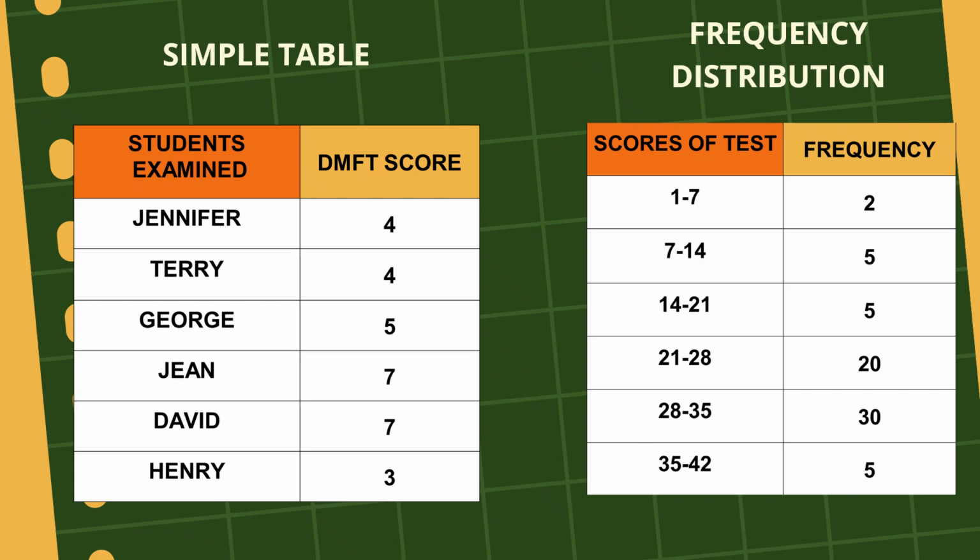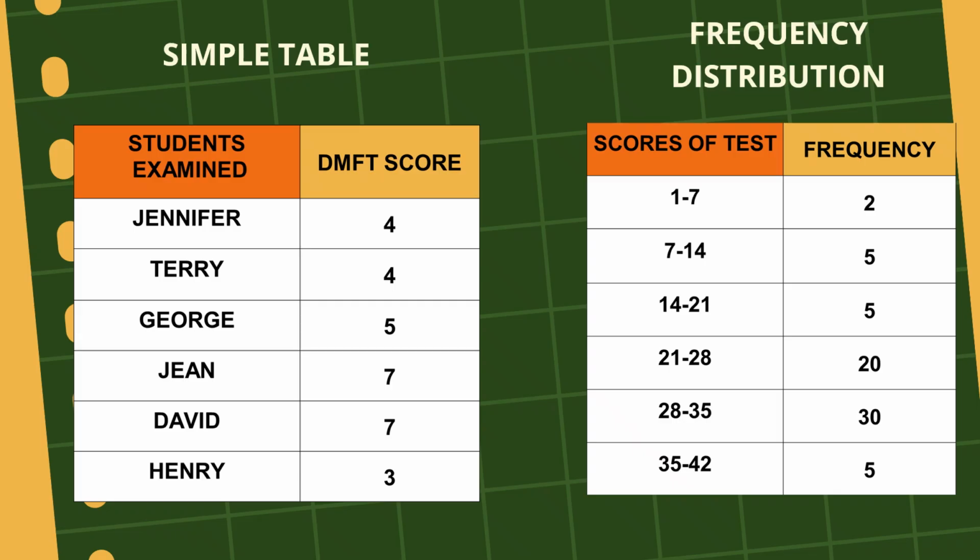So this is one example of a simple table. For example, if I'm doing research on the third year postgraduate students, and there are 70 postgraduate students in the third year, I'll see each of them individually for their DMFT score. If I tabulate it from highest to lowest, with the individual's name and their DMFT score, then this is a simple table.